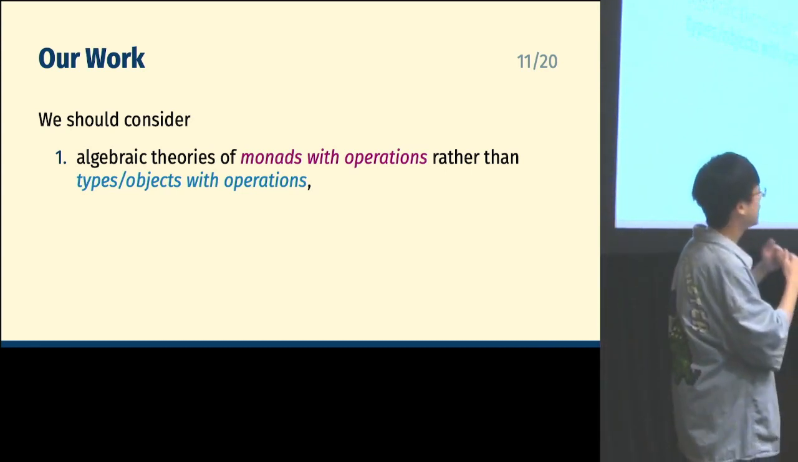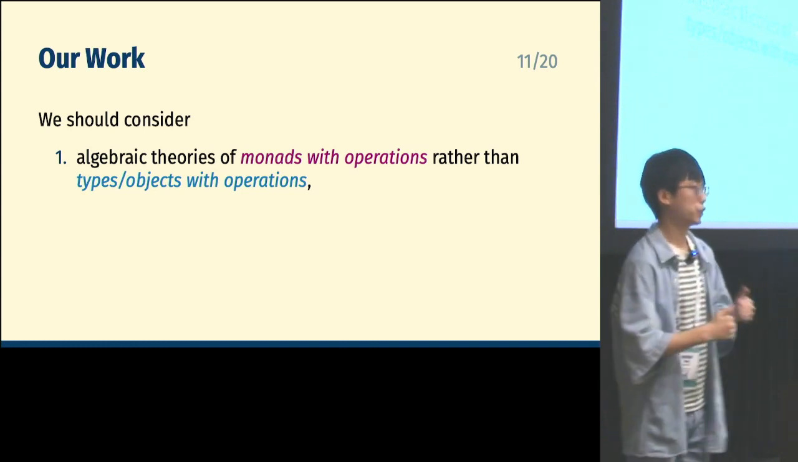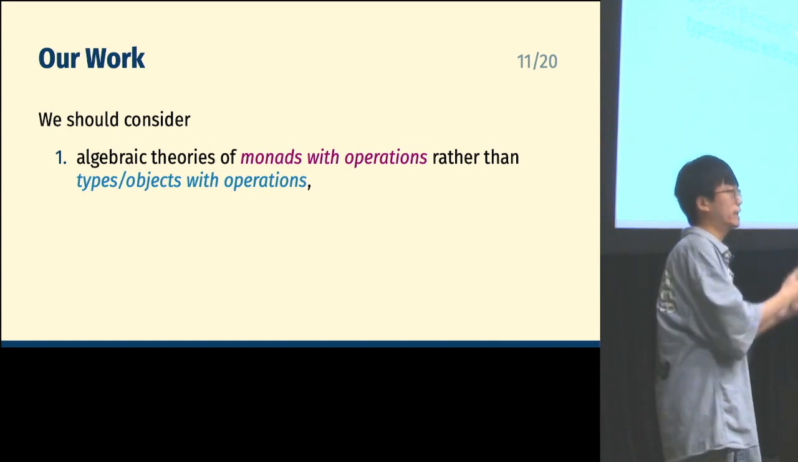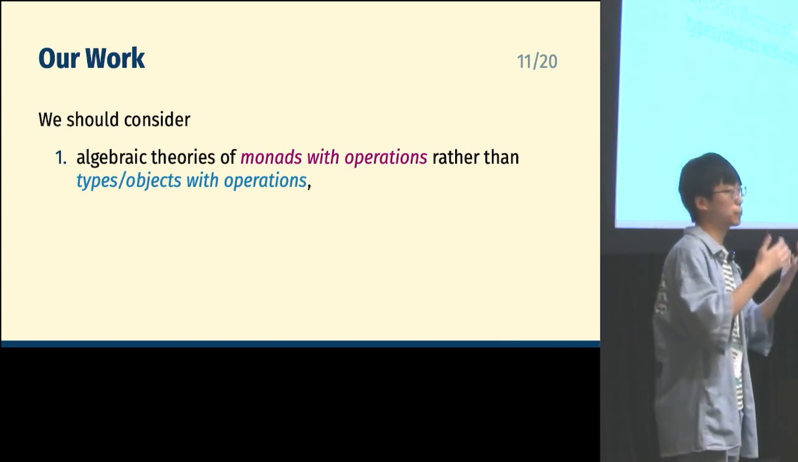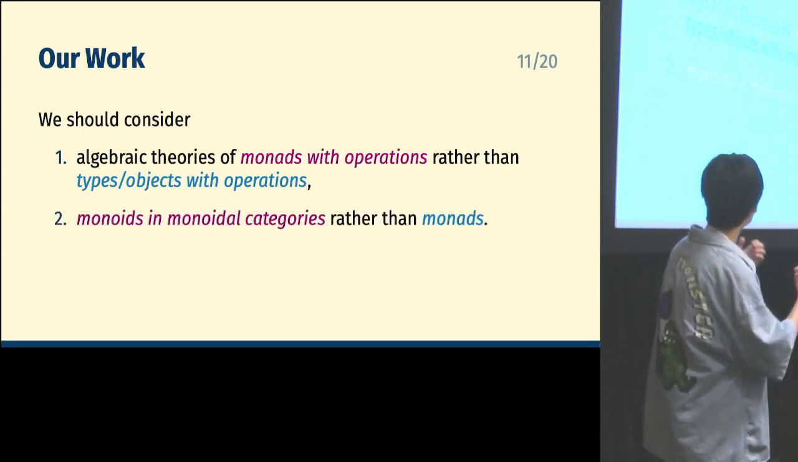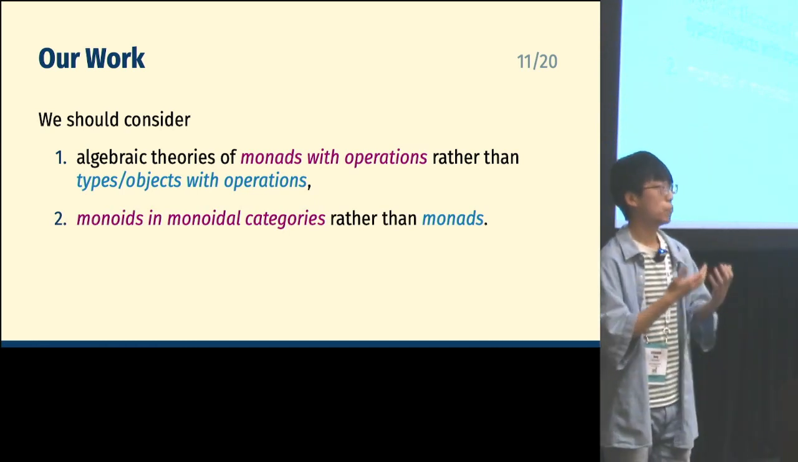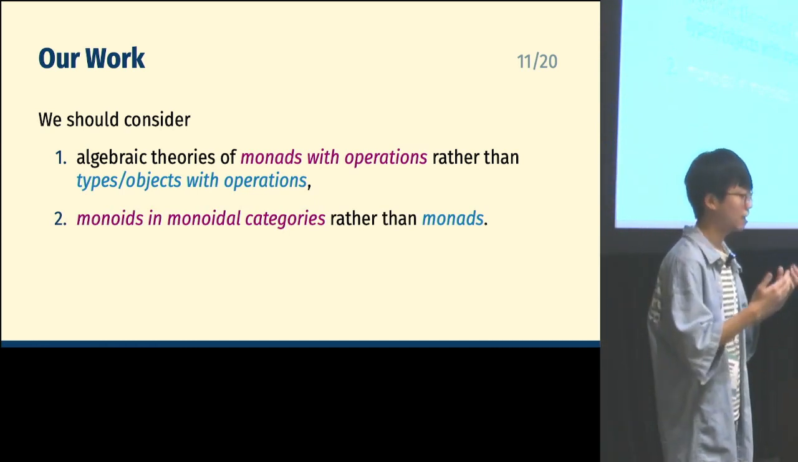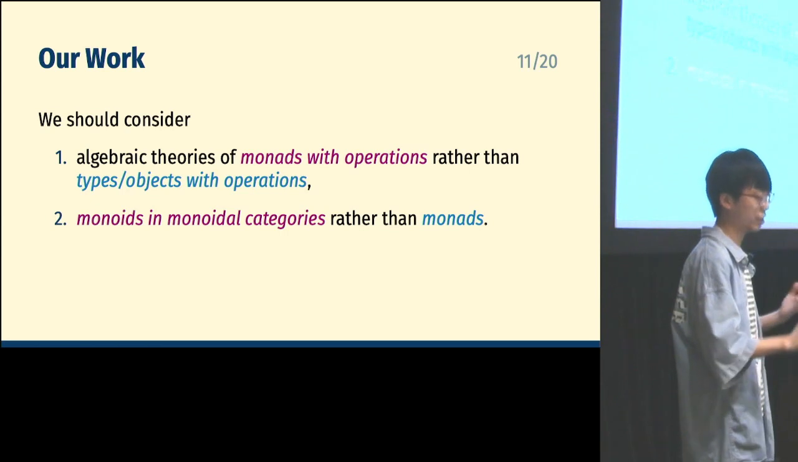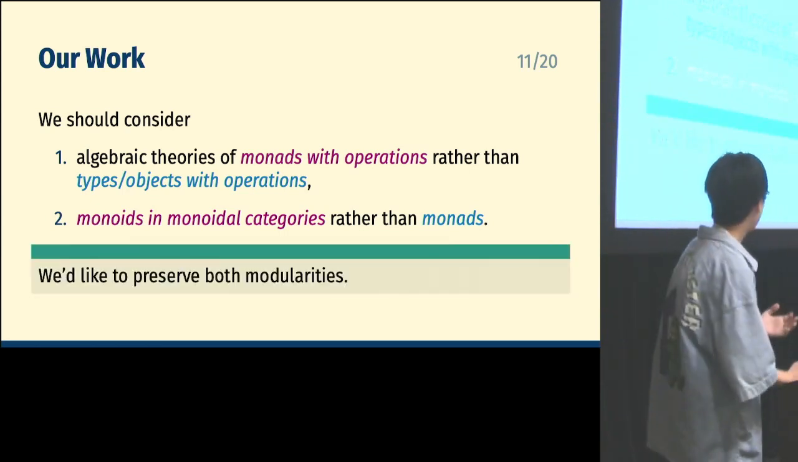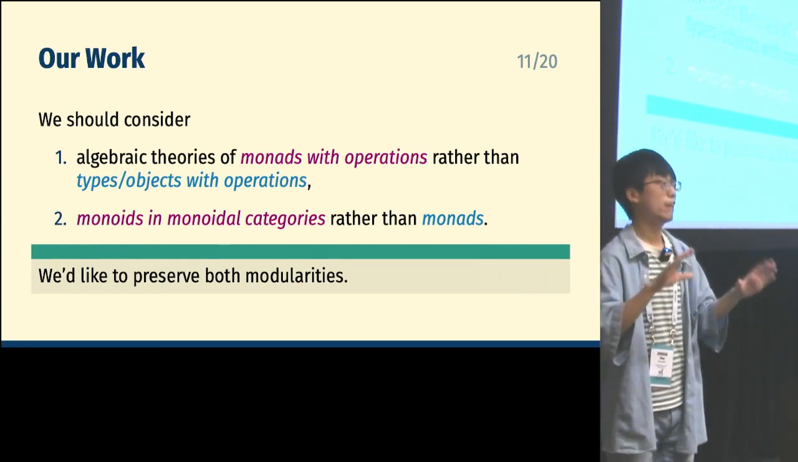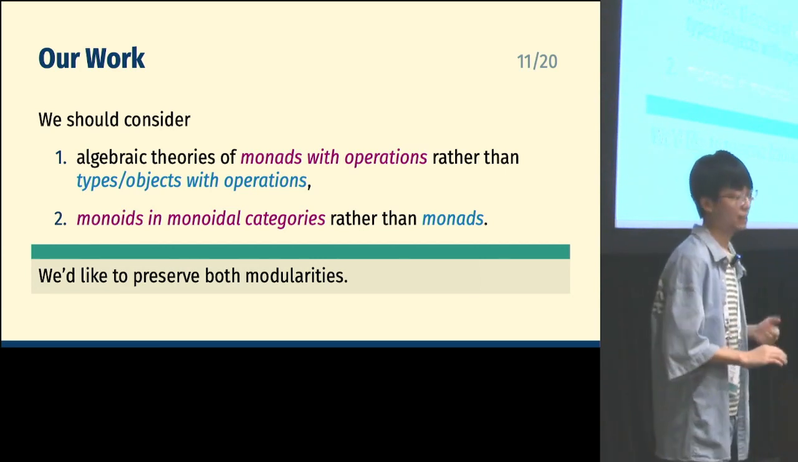So first of all, to make sequential composition a real operation in an algebraic theory, we shift our perspective from algebraic theories of operations on types to algebraic theories on monads with operations. And we also generalize from monads to the more general concept of monoids in monoidal categories. So we can model things like a series of operations on applicative functors. And of course, when doing so, we'd like to preserve the nice properties of algebraic effects, the semantic and syntactic modularities that I just mentioned.